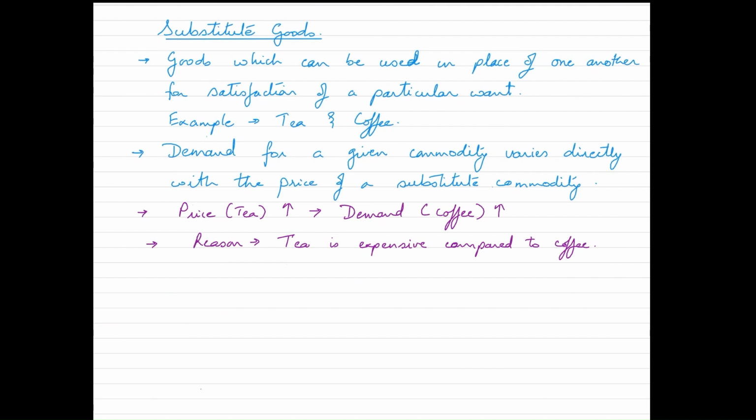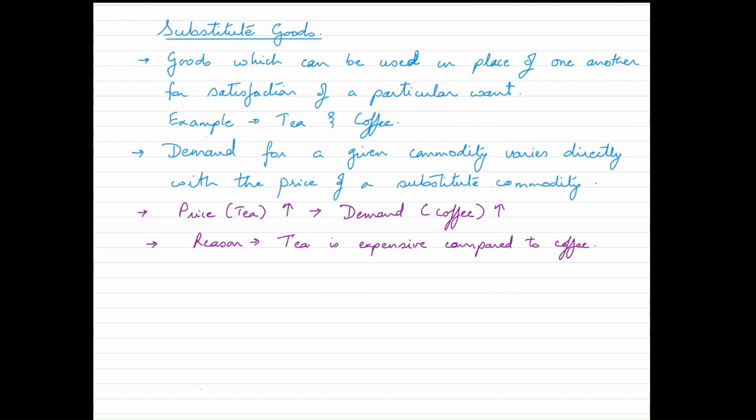Now, the demand for a given commodity would vary directly with the price of a substitute commodity. Since the example of tea and coffee is taken, we'll stick to the same example. Here tea is a substitute and the main commodity under consideration is coffee. So when the price of tea rises, demand for coffee also rises. The reason being tea is more expensive as compared to coffee.